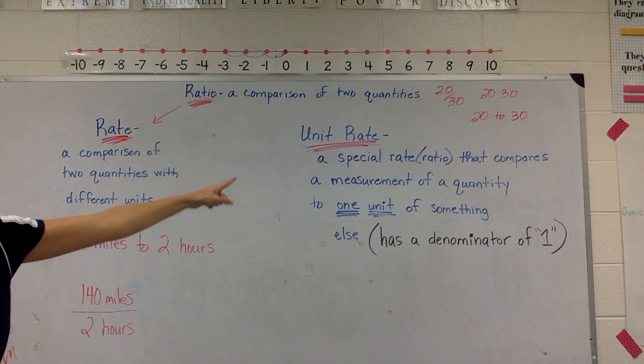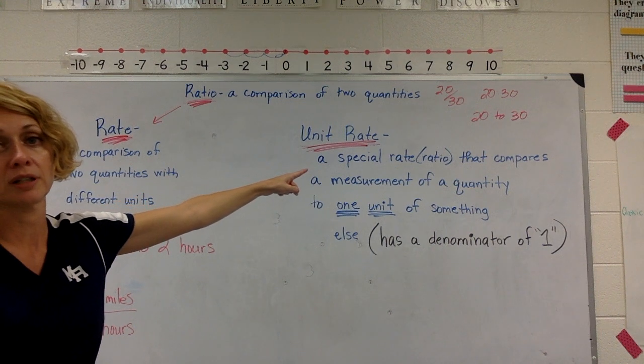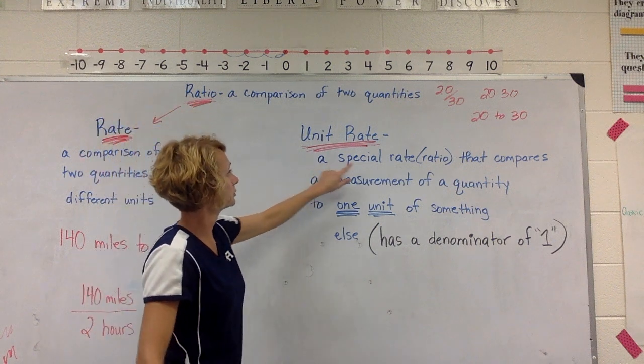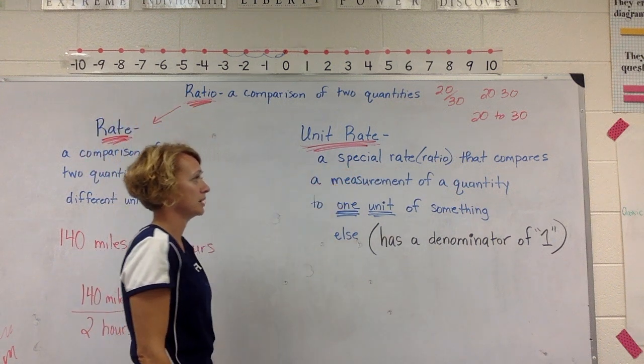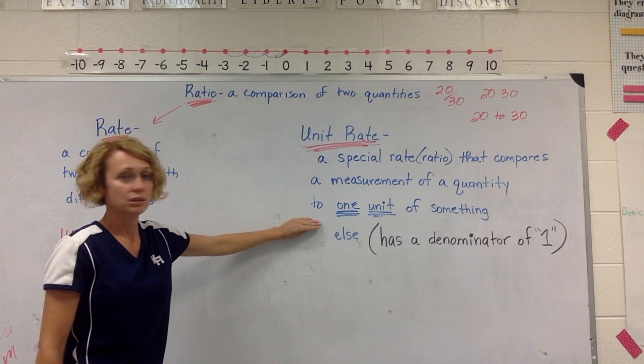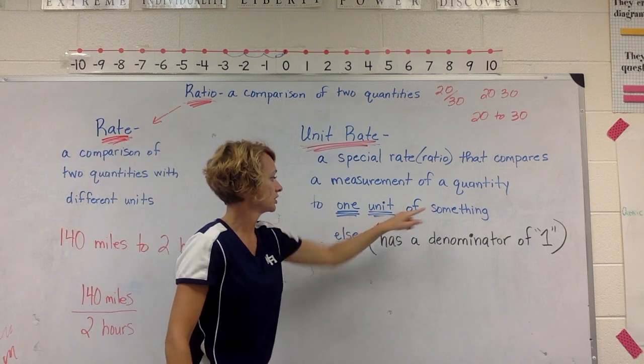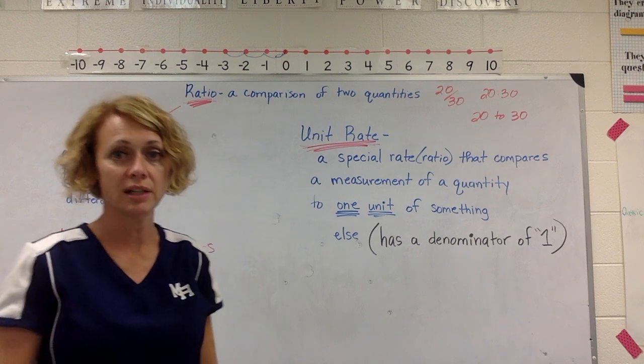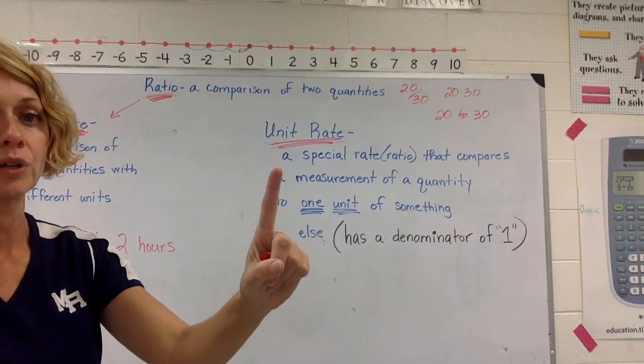A unit rate is a special type of rate, which is also a ratio. Look at the definition of it. It's a special rate, a ratio that compares a measurement of a quantity to one unit of something else. So a good rule of thumb to remember with that is a unit rate has a denominator of 1.